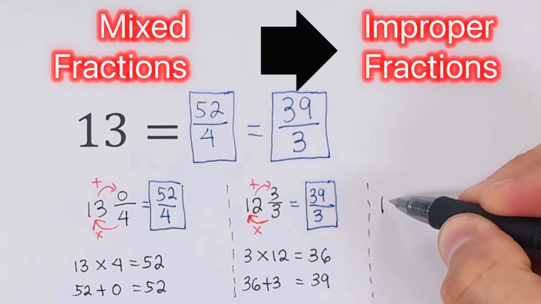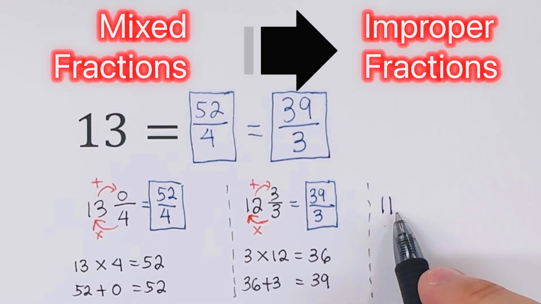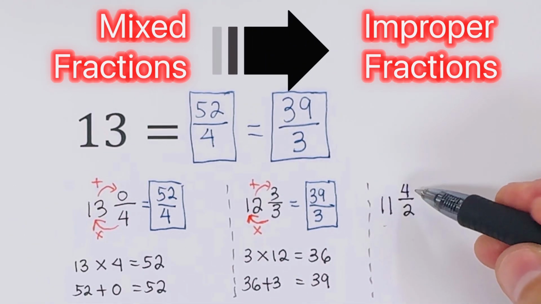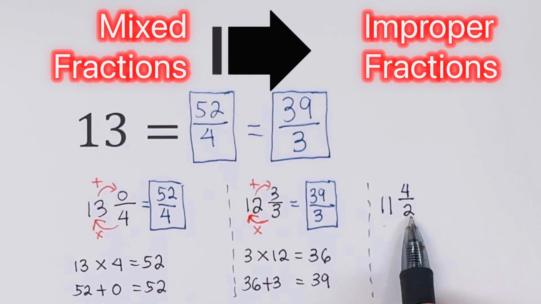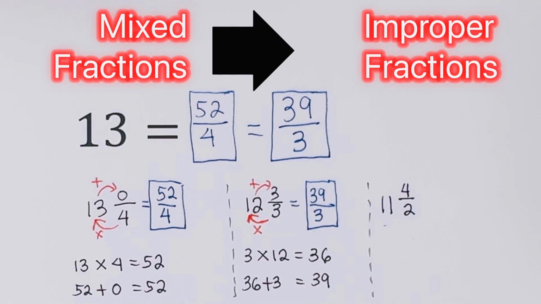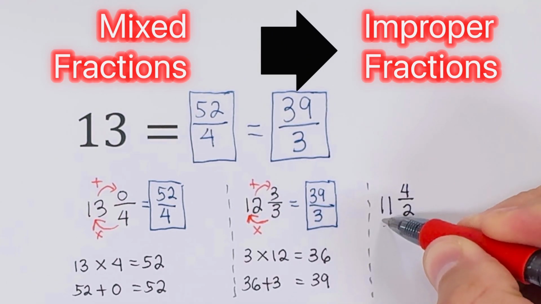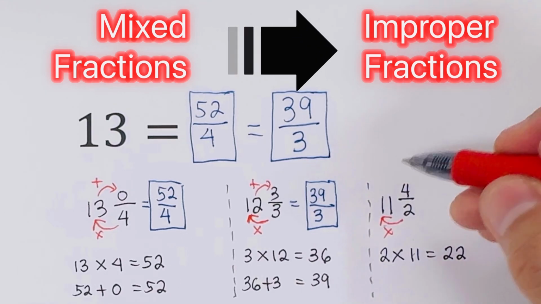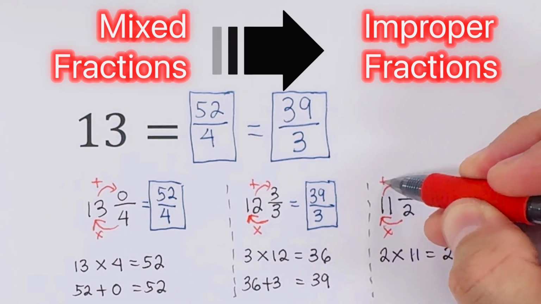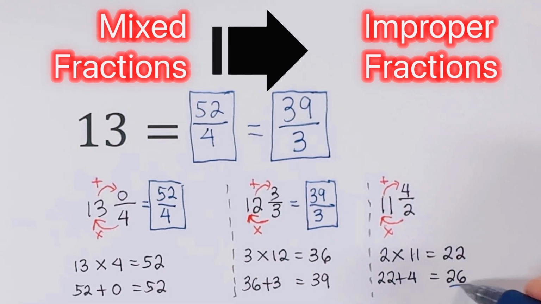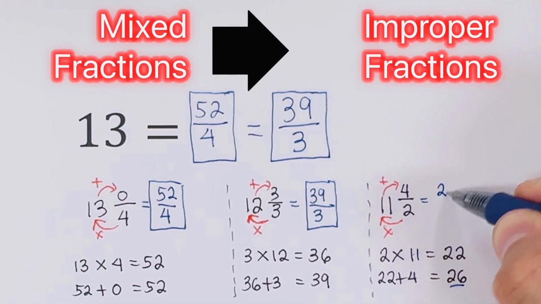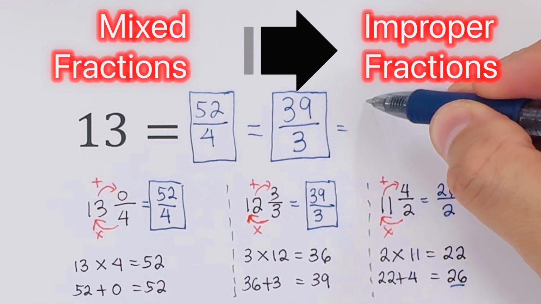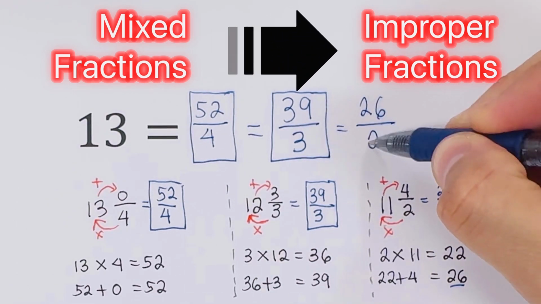So if I have 11 and I want to make it 13, I have to add 2. So I can go ahead and say 4 over 2 as a fraction is pretty much 2. So we have 11 and 2, that makes it 13. So we go ahead and do the math again. So 2 times 11 is 22. And then we are going to add 4 to the 22 here. So the improper fraction for this would be 26 over 2. And so we can represent 13 again as 26 over 2.